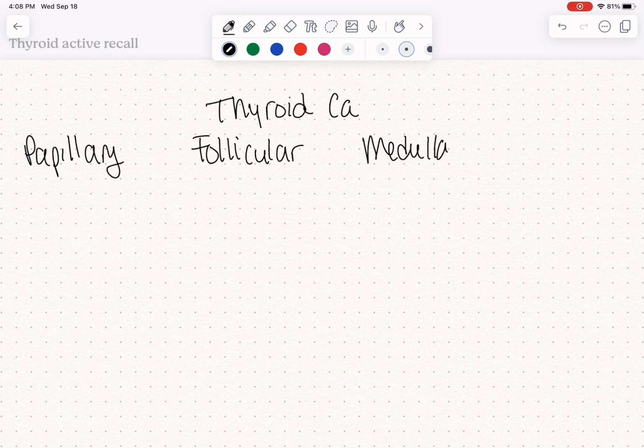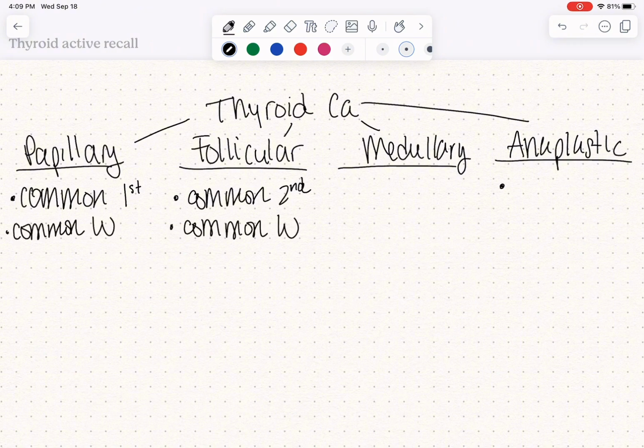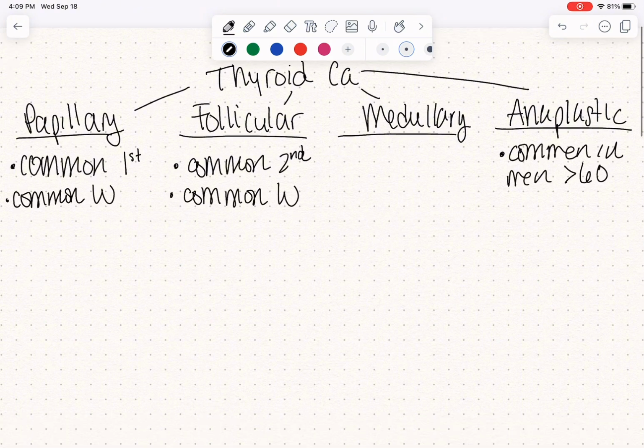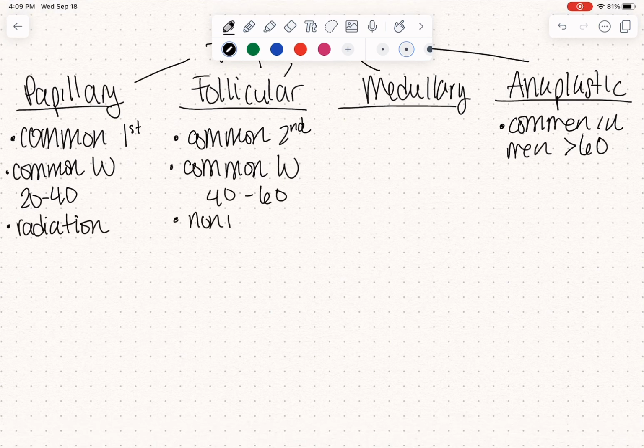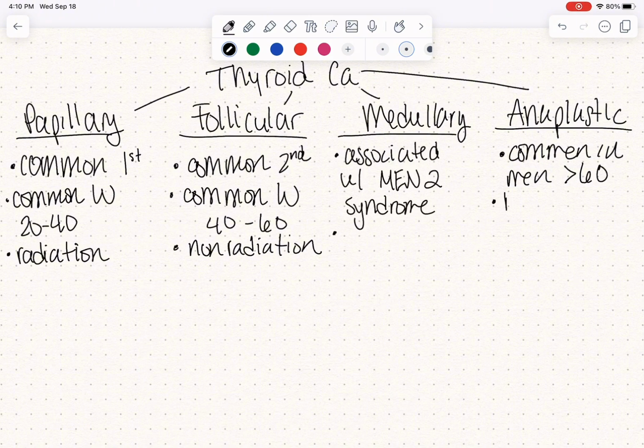Right now I'm doing active recall, so I just write a topic I want to study. This one's thyroid cancer, so I'm going to write the malignant types of cancers of the thyroid that I remember. That is papillary, follicular, medullary, and anaplastic, and I'm just going to write down everything that I can remember from reading and doing my notes.